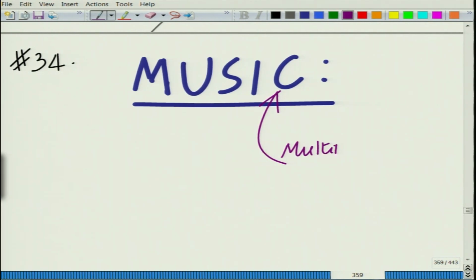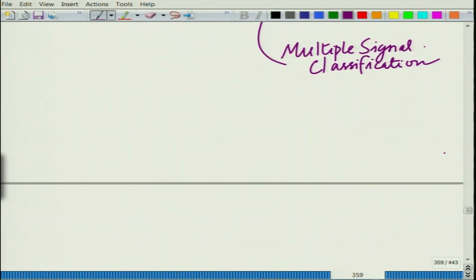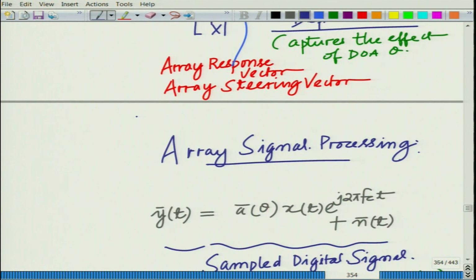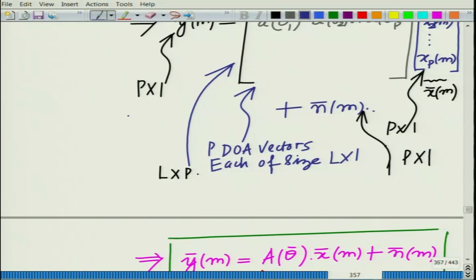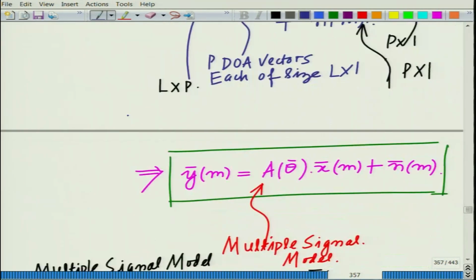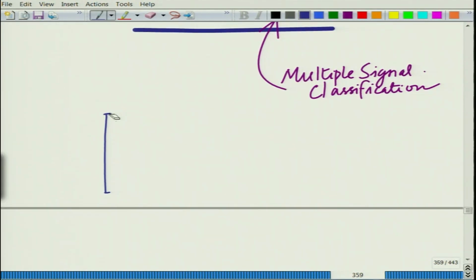This is known as multiple signal classification, and we have seen the model for this. If you go back and take a look at it, you have your vector y1m, y2m, y bar m, which is essentially your a bar theta 1. So, you have your vector y bar m, which is the vector of the matrix of DOA vectors.